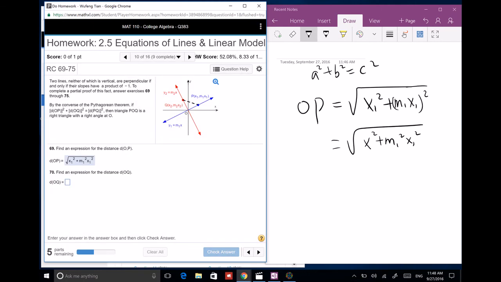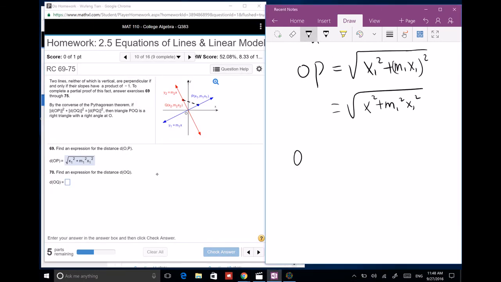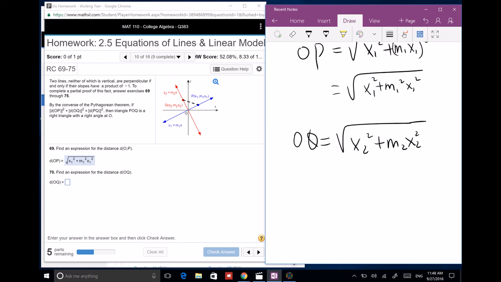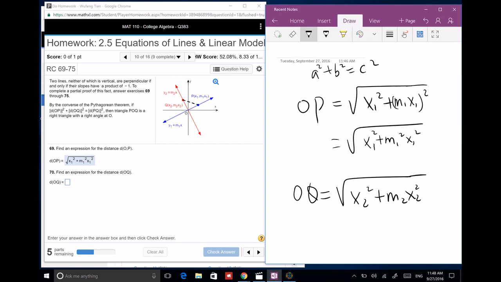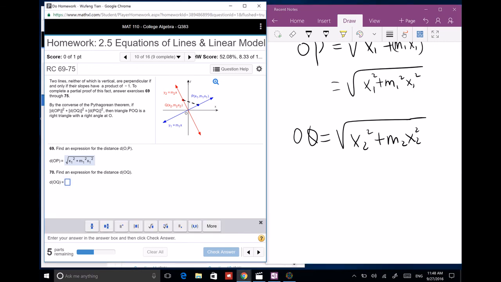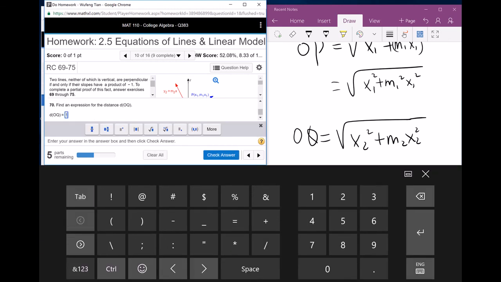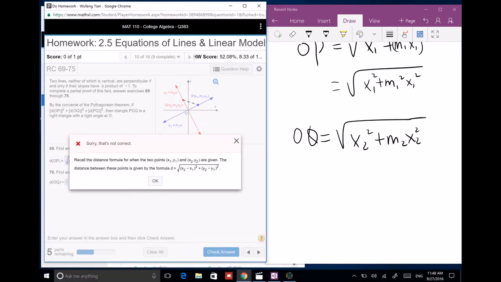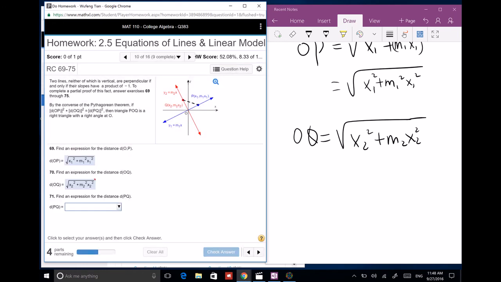In the same idea, you get OQ. Q is this point, so it's x2 squared plus m2 x2 squared. Use the Pythagorean theorem: the hypotenuse is the square root of a squared plus b squared. Then you have OQ. It takes a long time to type in that. I want to know what is next.